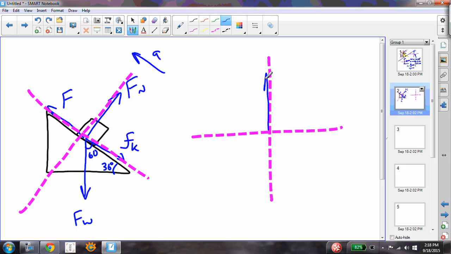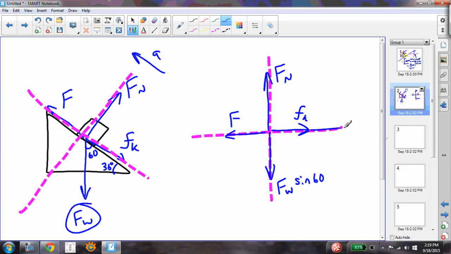I'm going to have my normal force here, Fn. I'm going to have my force F. This is like a force that you're pulling the block up. Say you have a cable tied to it, or you have some force being applied to it. Then I have Fk here, and then I have this weight. I'm going to resolve it into its x and y components. So this is Fw sine of 60, and then this is Fw cosine of 60.